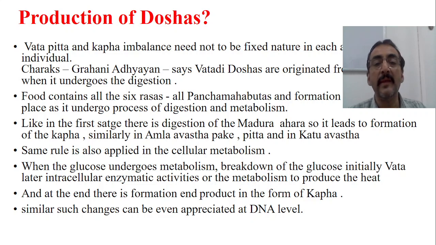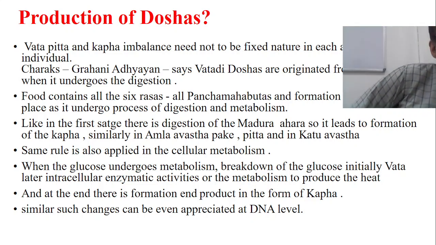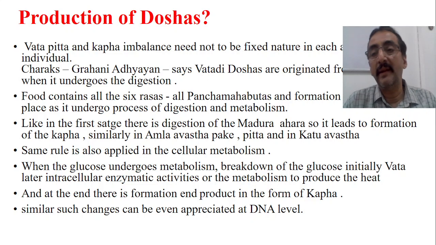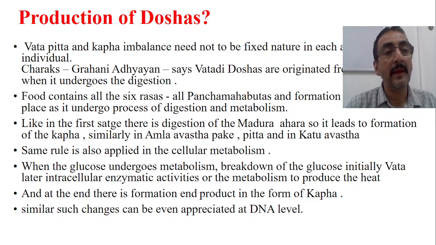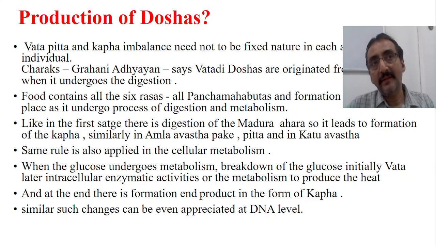What he says is that Vatadi doshas originate from the ahara when it undergoes digestion. We say that Vatadi doshas depend on food. When this food undergoes digestion in the Grahani, then Charaka says the Vatadi doshas are produced. Food contains all the 6 rasas. Each rasa is attributed with 2 important Panchamahabhutas. The Madhura rasa contains Jala and Prithvi, like that.